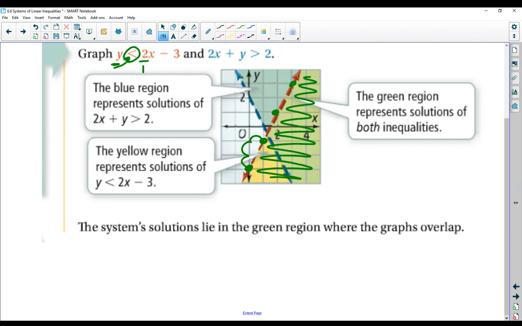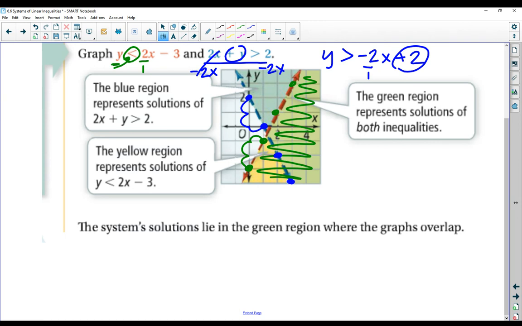The next line, the blue line, the way they give it to us, we can't graph it yet. We have to get this y by itself. In order to do that, we have to subtract 2x from both sides, which gives us y is greater than negative 2x plus 2. Now we should be able to graph that. Our y-intercept is positive 2, so their first point was right here. Their slope is negative 2 over 1, so we go down 2, to the right 1, put our next dot, and keep doing that until you run out of space.